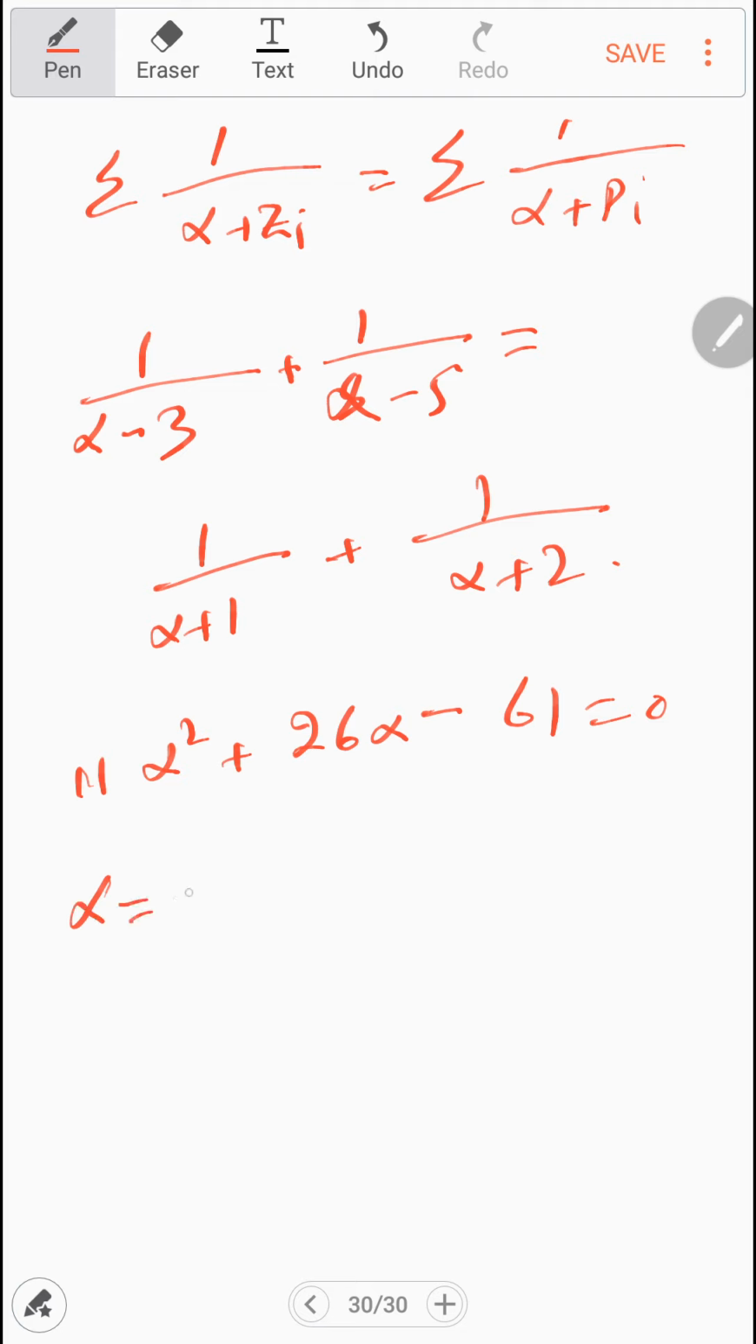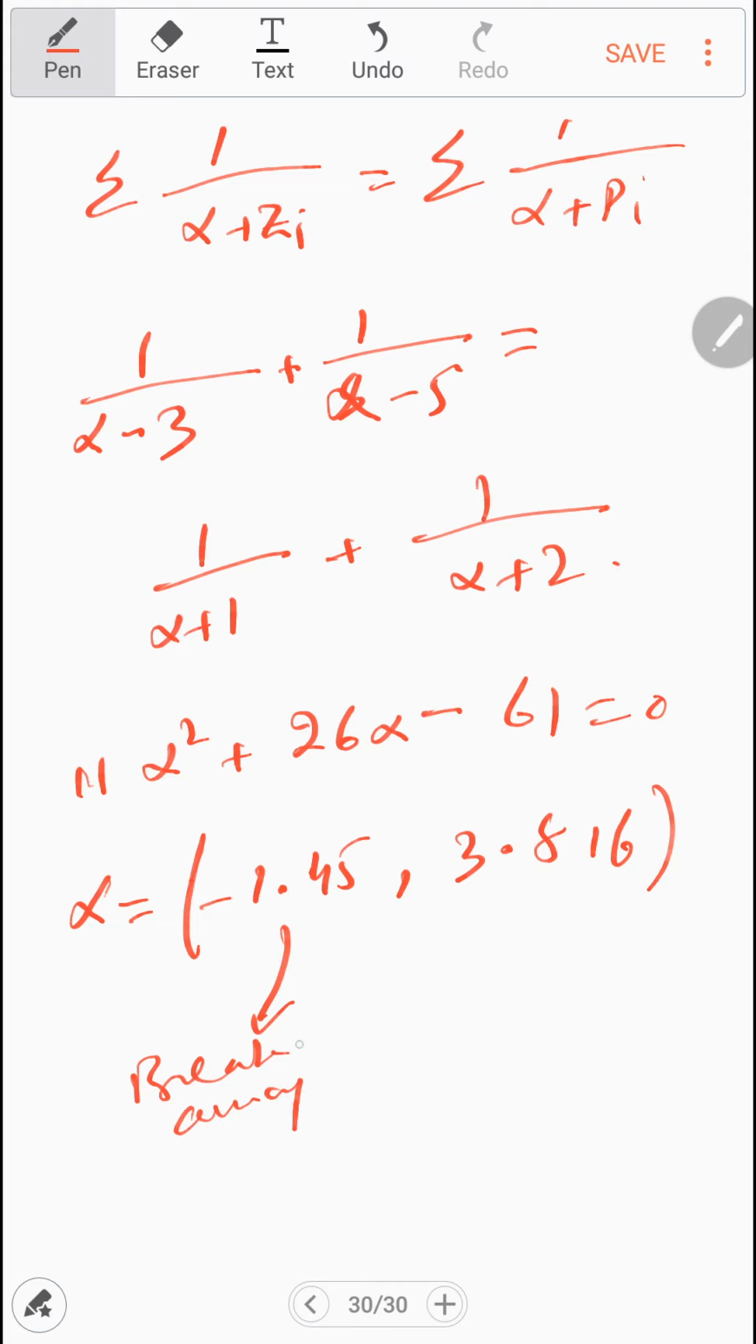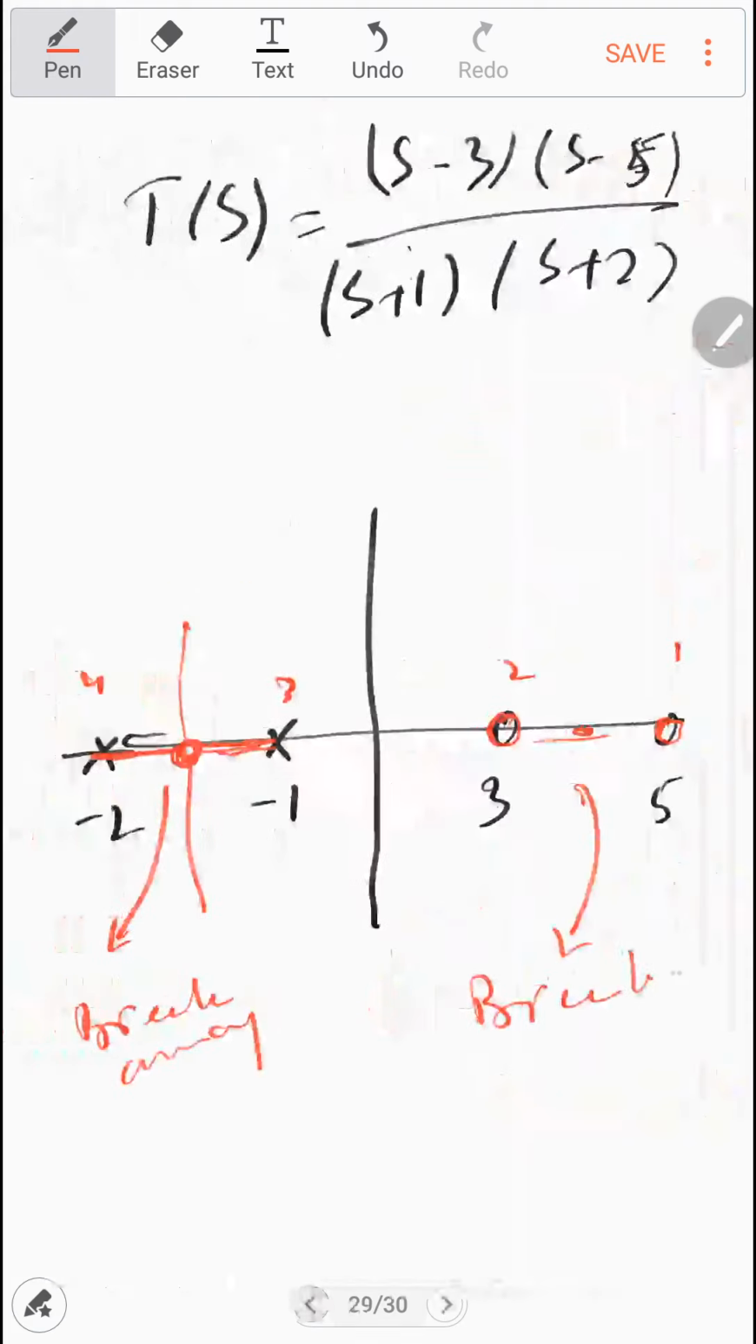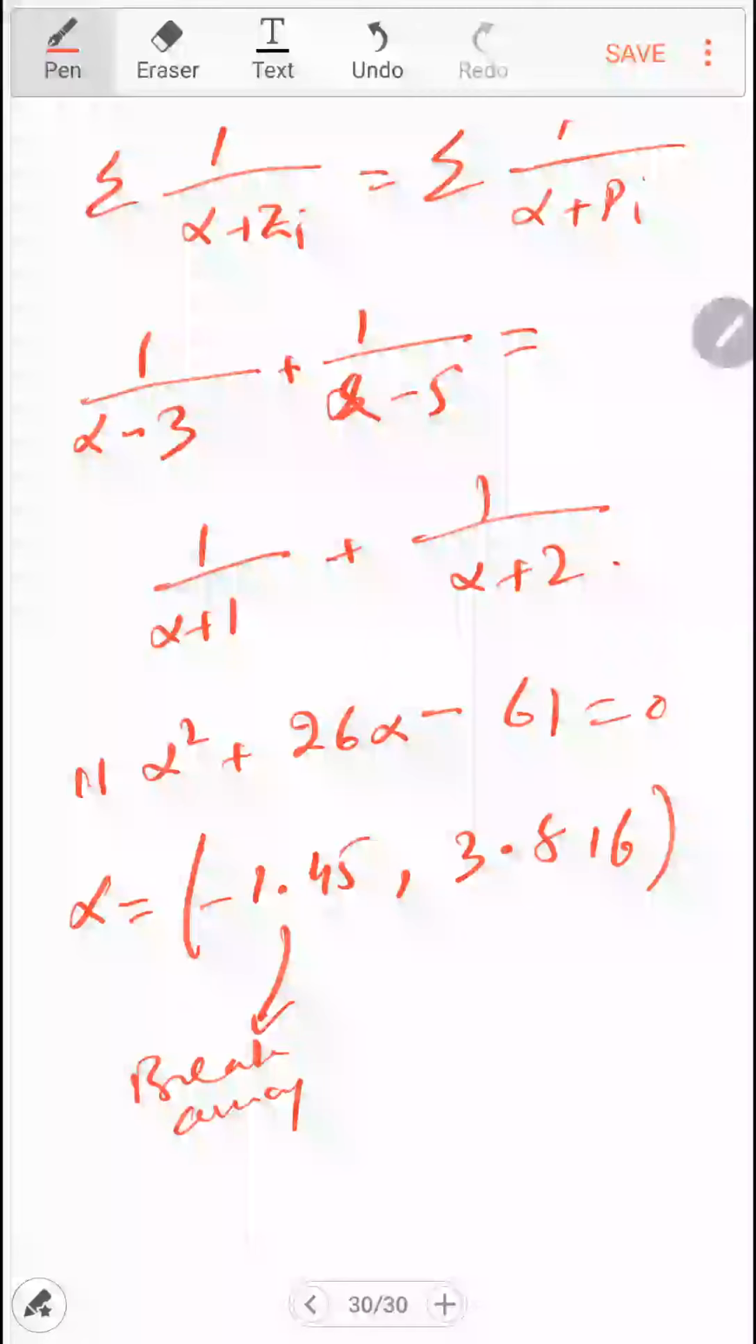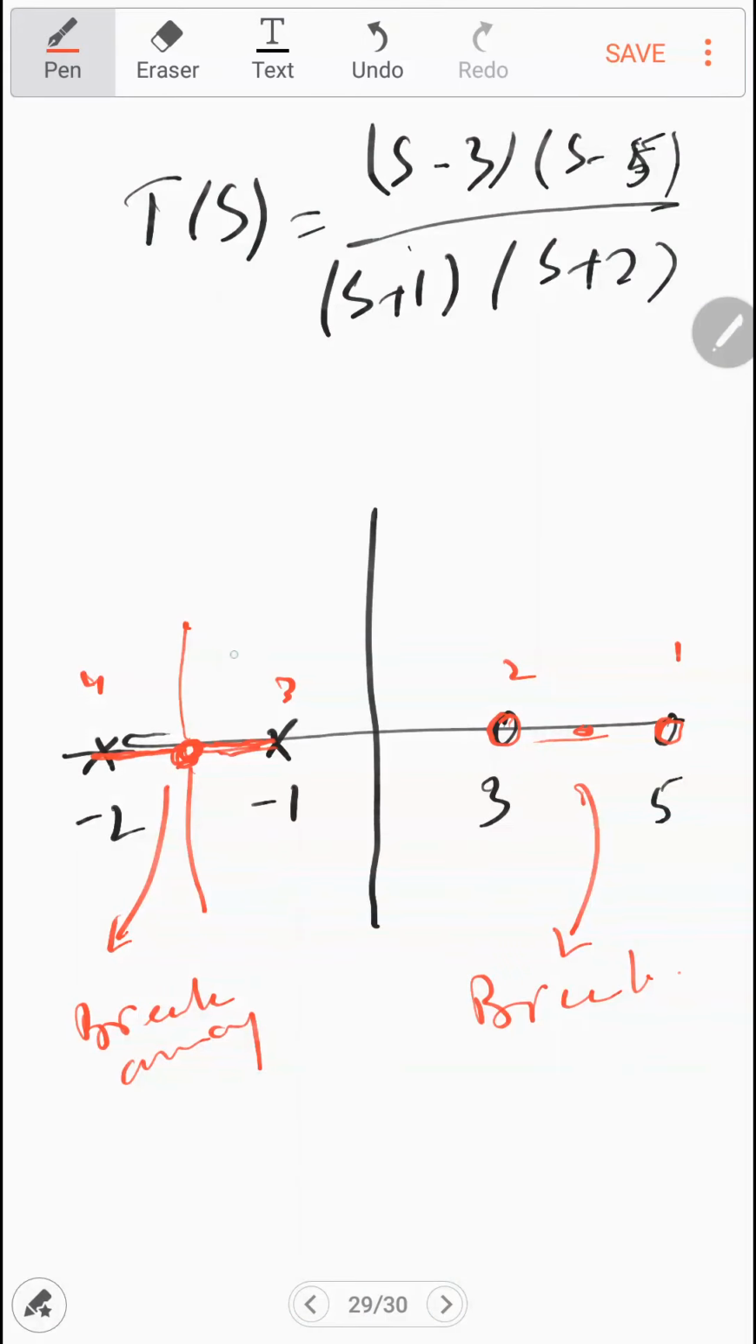When you solve this, alpha becomes equal to minus 1.45, and the second one is 3.816. This means that minus 1.45 is the breakaway point, because it lies between minus 1 and minus 2. At which point will it break? It will break at minus 1.45, and it goes into the complex plane.